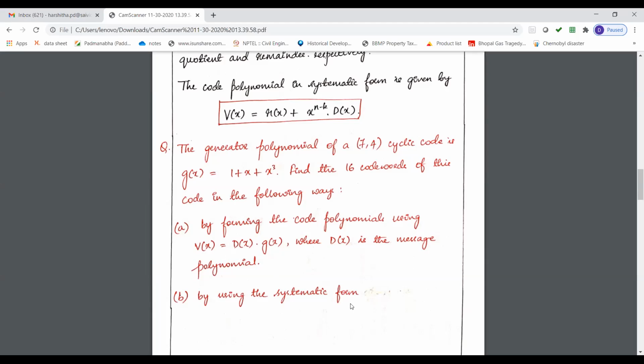So in the question, we are given a 7,4 cyclic code, meaning to say n is equal to 7 and k is equal to 4. And the generator polynomial is given as 1 plus x cube. From this data, we are supposed to find 16 code words by representing the code words in both non-systematic form and systematic form. In non-systematic form, we should use v of x is equal to d of x into g of x.